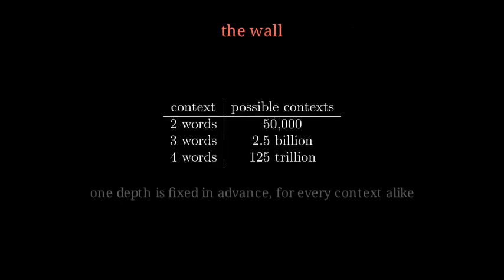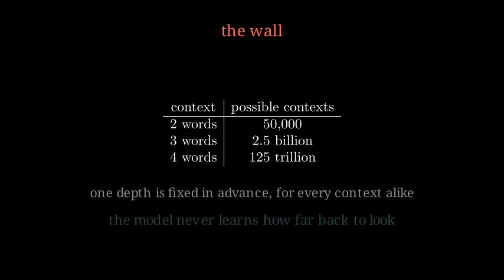But there is a wall, and it has 2 bricks. First, you must fix the depth in advance. You choose to look back 2 symbols, or 3, or 4, and that one depth is applied to every context alike, whether or not it is the right amount of memory for that particular history. Second, the contexts multiply. Each extra symbol of memory multiplies the number of possible contexts by the size of the vocabulary. Over English words, a 2-word context already runs into the billions of possible contexts, and a 3-word context into the hundreds of trillions, and almost all of them stay empty.